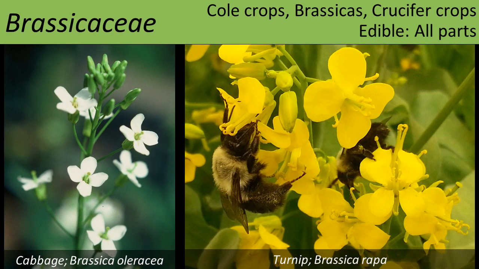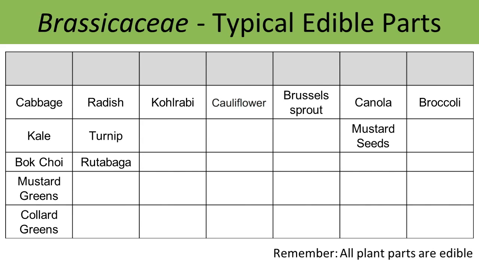In addition, you will hear them referred to as the brassicas or the mustards or the cabbage family, the broccoli family. And all of that is correct because all of the plants in this family are very closely related and have some very similar characteristics. In the Brassicaceae family, all of the parts for each of these species are edible, but there are some typical parts that we eat. So for example, cabbage, kale, bok choy, mustard greens, collard greens, these are leaf tissue that we're eating. When we eat a radish or turnip or a rutabaga, we're eating root tissue.